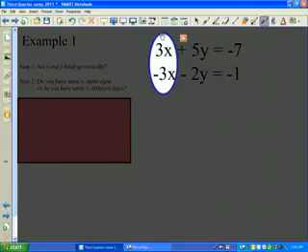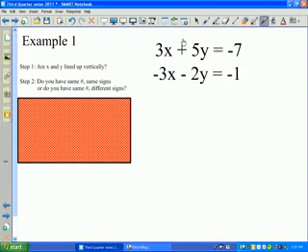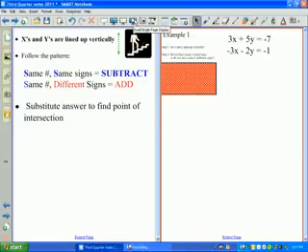Since they have the same number, what about their signs? We're not looking at the operation. We're not looking at the plus 5y or the minus 2y. We're just focusing our attention on the sign that's before the number. In the top equation, the sign is a positive 3x. In the bottom equation, the sign is a negative 3x. Are they the same sign or the opposite sign? Hopefully you're saying they're opposite signs. So if they're opposite signs, we're doing what?